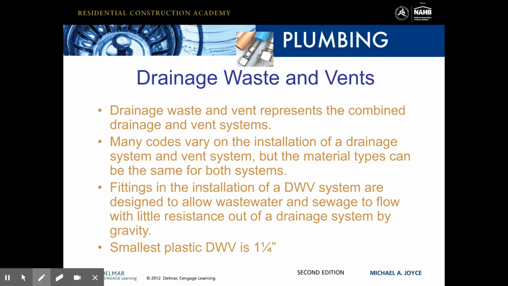Drainage, waste, and vent represents the combined drainage and vent systems. So most people know that when you flush your toilet, it goes out of your house. But at the same time, there's also a pipe that goes out your roof, and that allows the system to vent. Many codes vary on the installation of drainage system and vent system, but the material types can be the same for both systems. So a lot of times, going back to my previous point, you'll see a metal pipe coming out of a roof. The fittings in the installation of a drain waste vent system are designed to allow wastewater and sewage to flow with little resistance out of the drainage system by gravity.